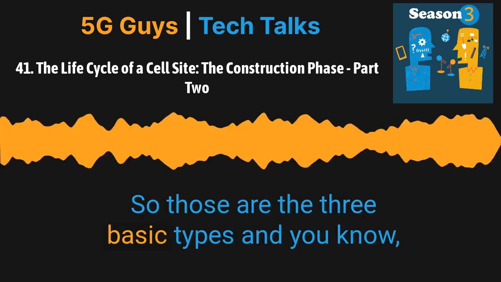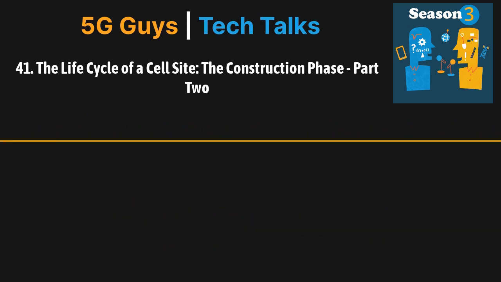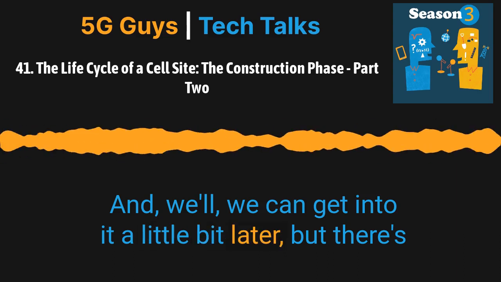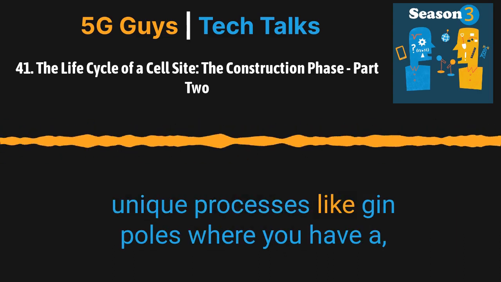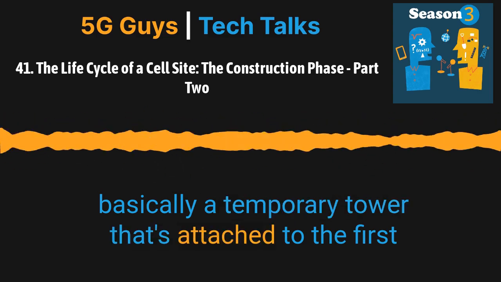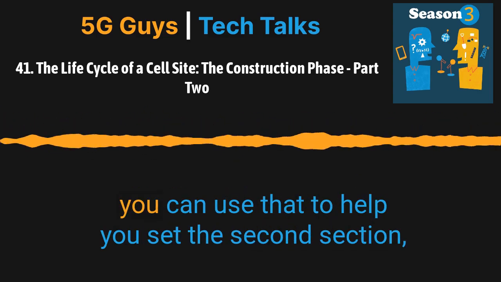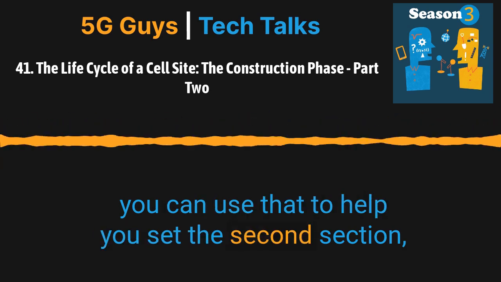So those are the three basic types, and the way they get built is, again, cranes and tower climbers on the pole. We can get into it a little later, but there are unique processes like gin poles, where you basically have a temporary tower attached to the first section that extends its height so that you can use it to help you set the second section.